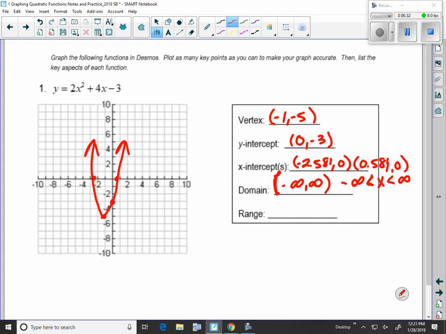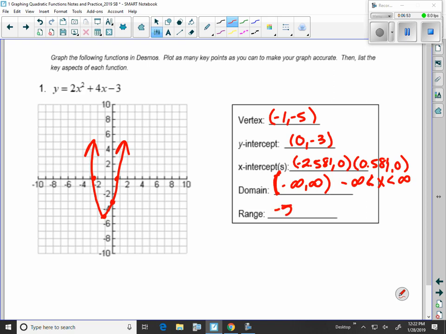All right, our range. Our range is our y values. Everybody say range. Say y. So think about y, the range. Y values, bottom to top. What's our least y value? Lowest y value?